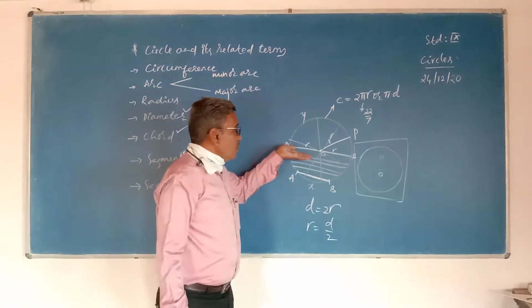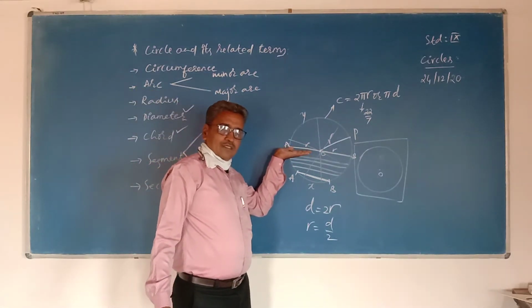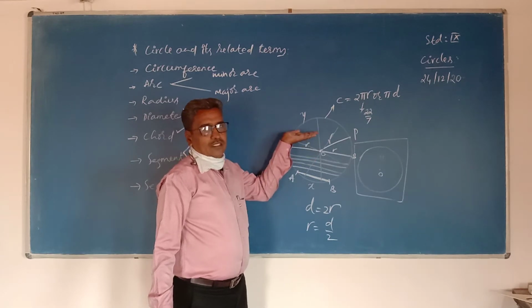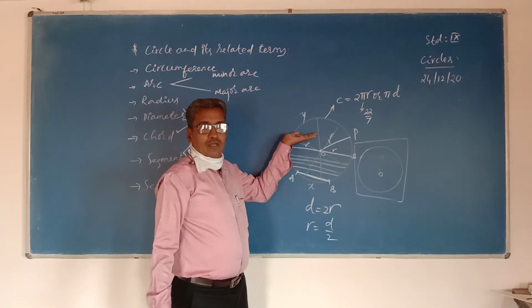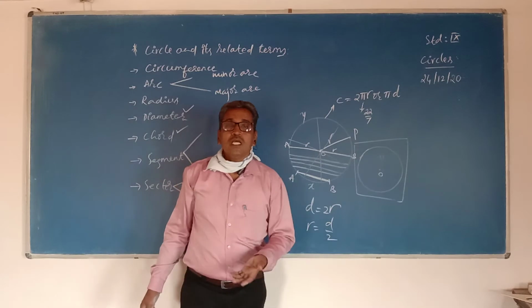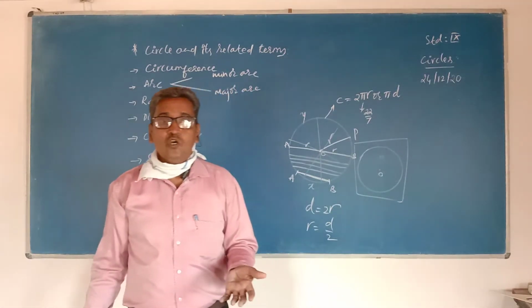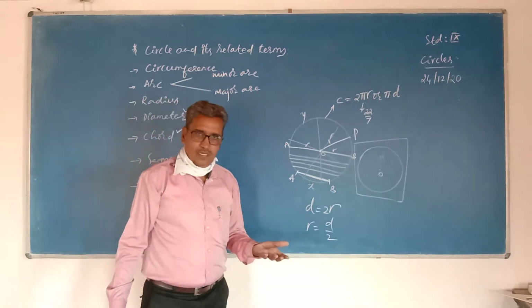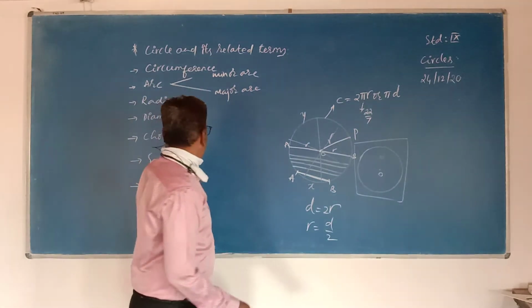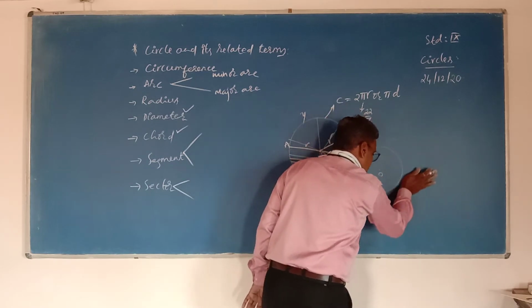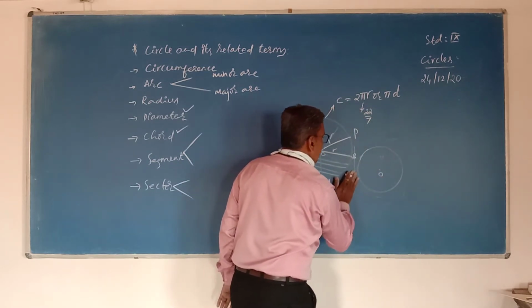So now diameter divides the circle into 2 equal parts. 2 equal parts are said to be semicircles or semicircular regions. Okay. Now segment. Semi-segment also you can tell.